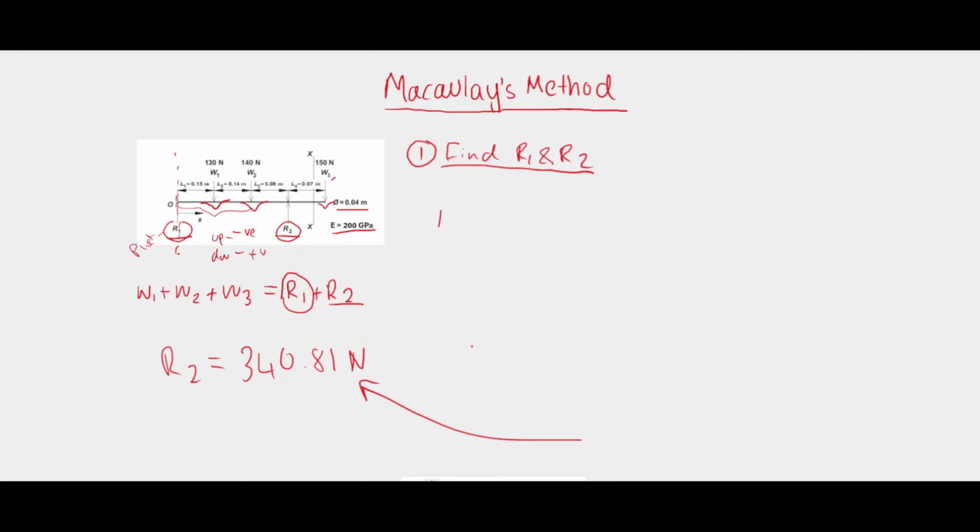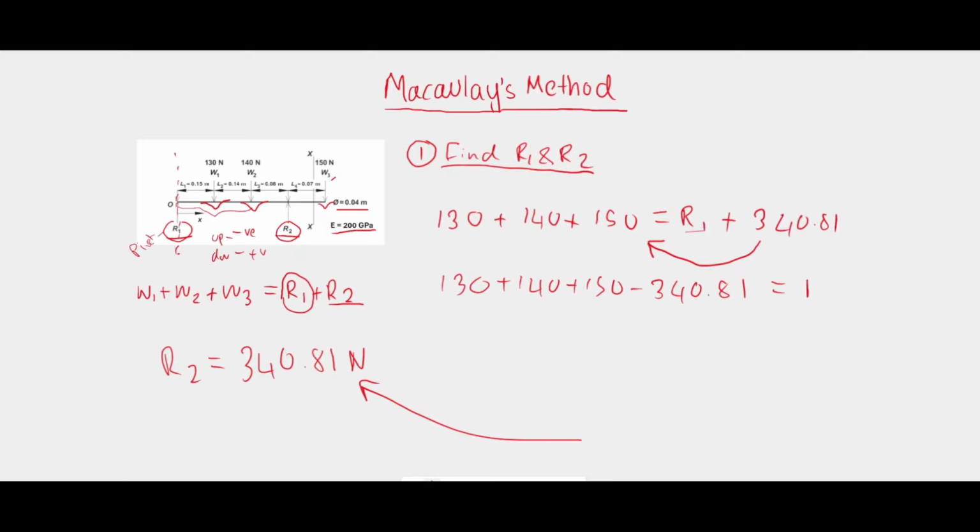So W1 is 130 plus W2 140 plus W3 150 is equal to R1, which is what we're looking for, plus R2, that is 340.81. So we make R1 the subject by taking this to that side, and then we get R1. Therefore, when we simplify this, R1 is equal to 79.19 newtons. So now we have found the reaction forces R1 and R2. So we can proceed to the next step.